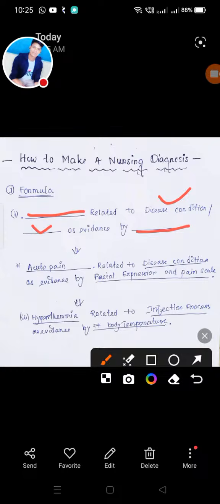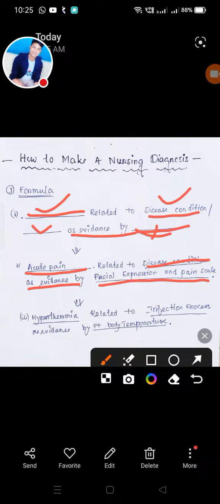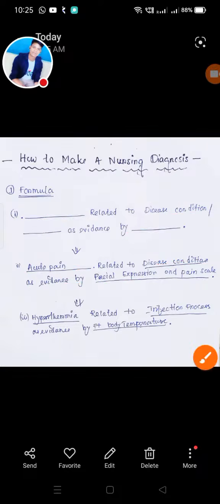For pain, like acute pain, the first dash is filled; related to disease condition, I am using here. See, related to disease condition, and the same we copy after that, as evidenced by what? In this dash I mentioned facial expression and pain scale. So the nursing diagnosis is completed.